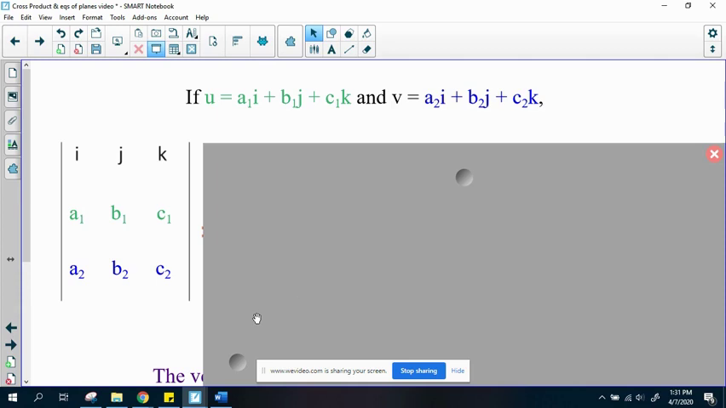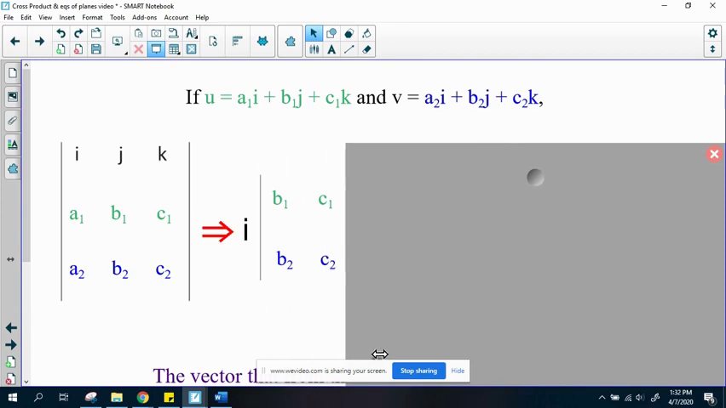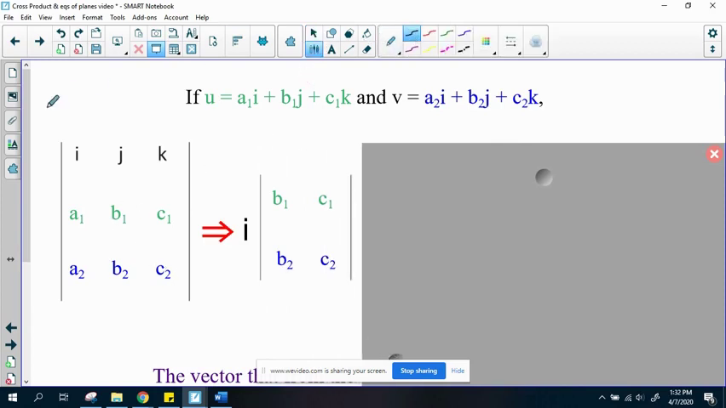So what we're going to do is expand the row i, j, and k into smaller 2x2s. If I'm looking at i, then I would have just b1, c1, b2, and c2, because if I'm looking at i, I basically get rid of that row and that column. So I'm left with this tiny determinant.